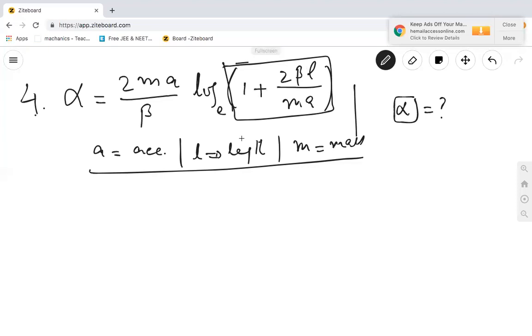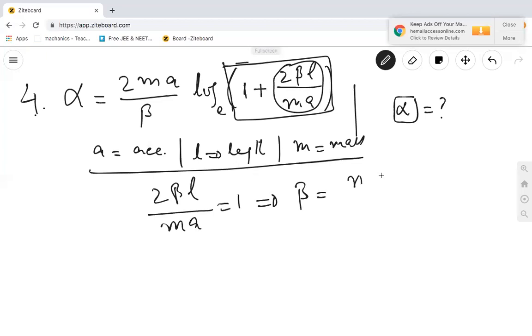1 is dimensionless. What about this? This should also be dimensionless, because it is added to 1. It cannot be added to 1 if it has dimensions, because 1 is dimensionless. This must also be dimensionless so that they could be added. So I can write 2 beta L by MA is equal to 1. That will give me beta is equal to MA by 2L.